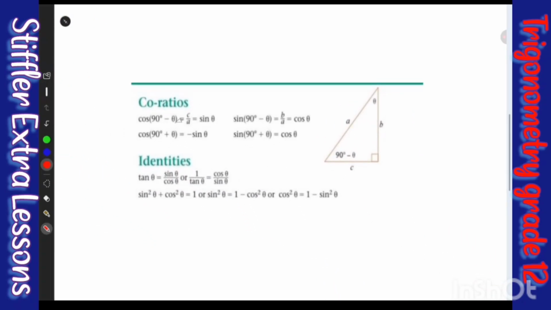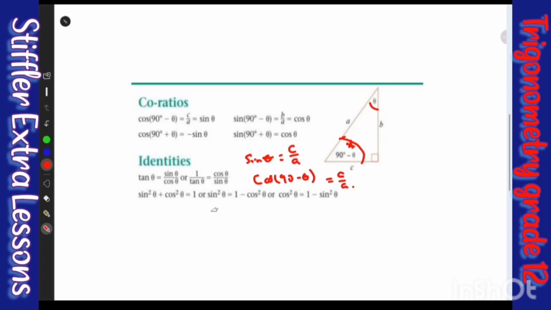And then lastly, let me talk about co-ratios. Just imagine you have this triangle here. This is theta, this is 90 minus theta, and this is 90 degrees. If we are at theta, sine of theta becomes the opposite over the hypotenuse, so it is C over A. If we check on that other angle, cos of 90 minus theta is adjacent over hypotenuse. So this is also C over A.